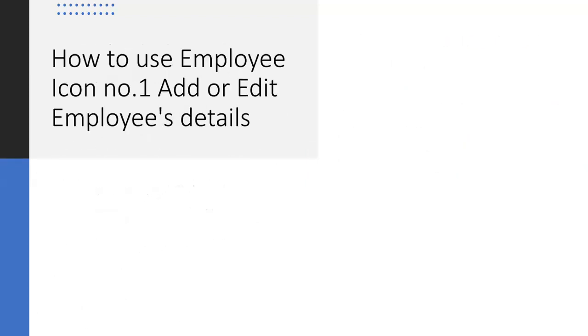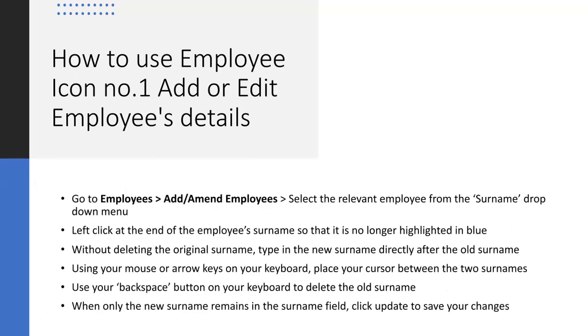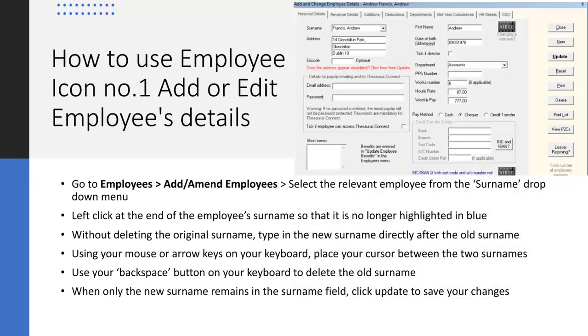This slide now tells how to use employee icon number 1 and add or edit employees' details. Go to Employees, Add and Amend Employees, select the relevant employee from the surname drop-down menu. Let's click on the end of the employee's surname so it is no longer highlighted in blue. Without deleting the original surname, type in a new surname directly after the old surname. Using your mouse or arrow keys on your keyboard, place your cursor between the 2 surnames.